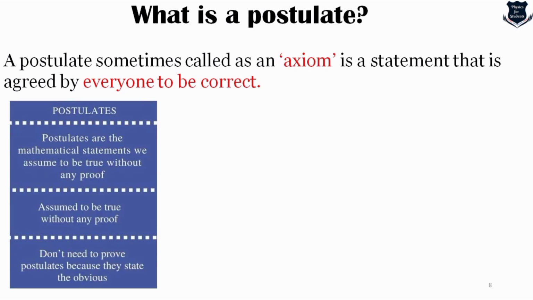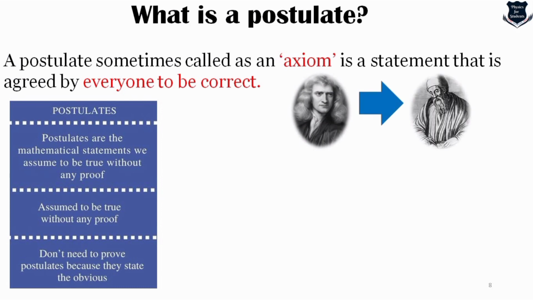Here are a few things which are important. Postulates are the mathematical statements we assume to be true without any proof, and we do not need to prove postulates because they state what is obvious. Now, axioms play a key role in mathematics, which is true of any other sciences also. You see this picture of Sir Isaac Newton; most of the monumental work of Sir Isaac Newton is essentially based on Euclid's axioms, right?